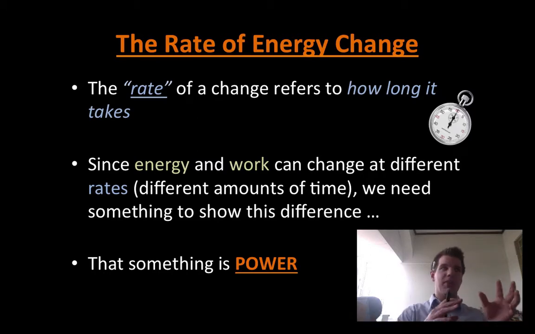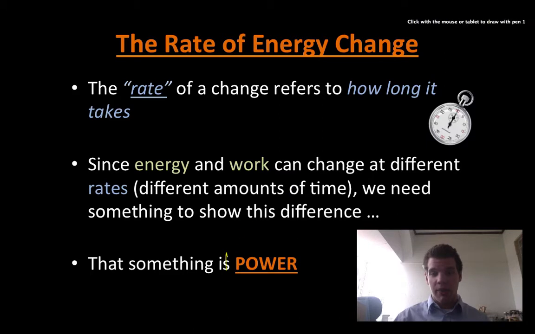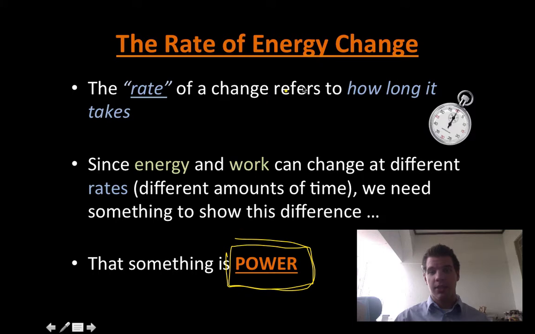So let's revisit this time example with this vocabulary term rate. The rate of change, you've probably talked about this in math a bit, refers to how long something takes. So anytime we're talking about rate, we're talking about time. So since energy and work can change at different rates in a different amount of time, we need something to be able to demonstrate or show that difference, and that something is what we have called power. Okay, so power has to do with this whole concept of time, how long something takes.